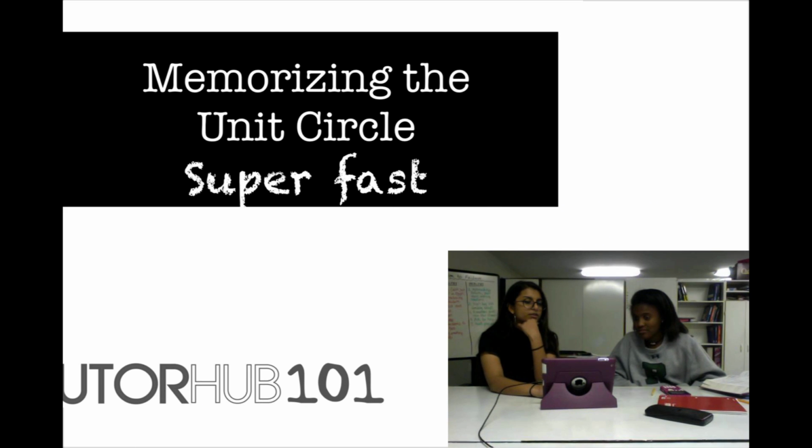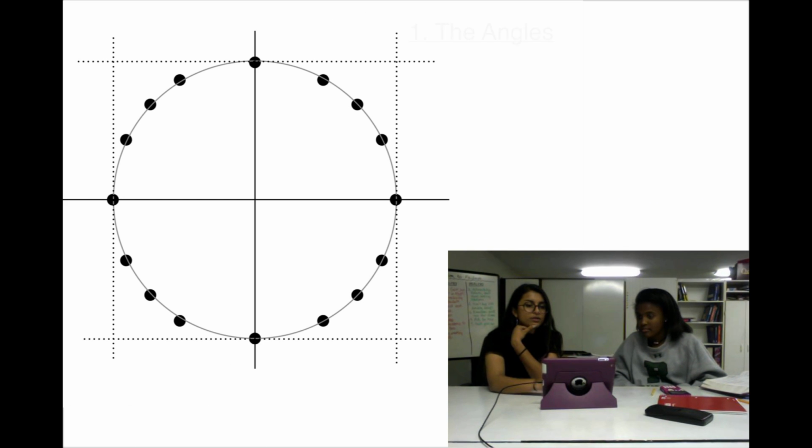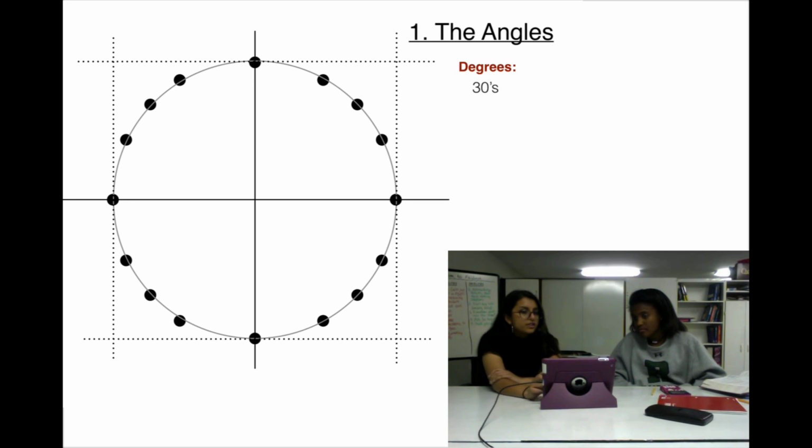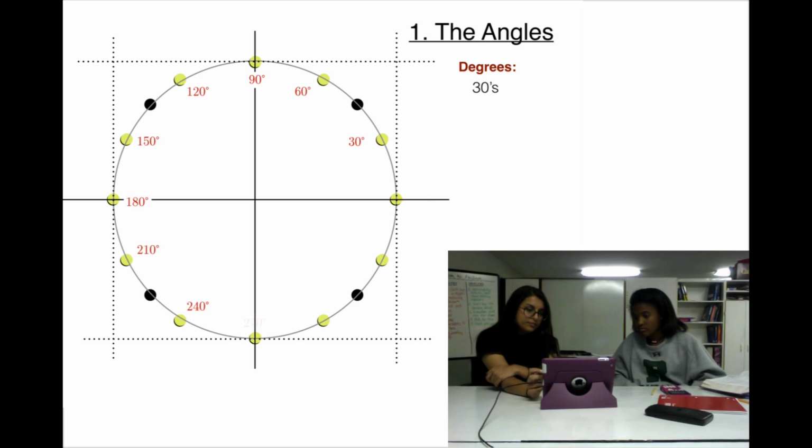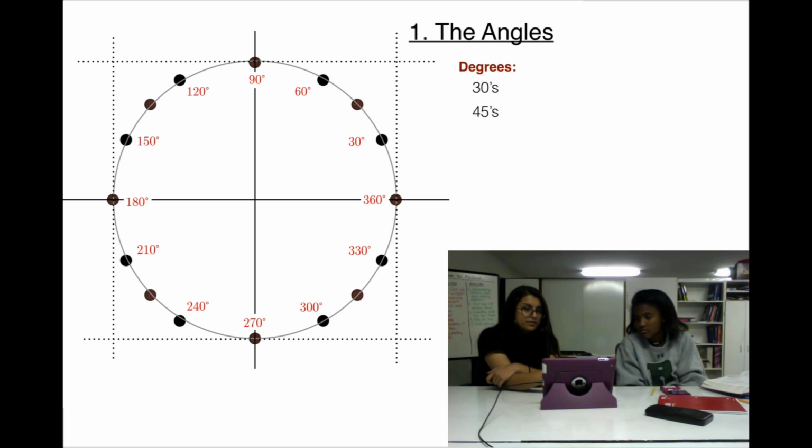Okay, so we go over the angles first. And the degrees, we're going to start with the 30 degrees, which are all these guys. So these guys go up by 30s, starting right here, 30, and then the rest of them, 60, 90, and so on. And then it's the 45s, which are every other one. So 45, then 90, 135, 180, and so on.